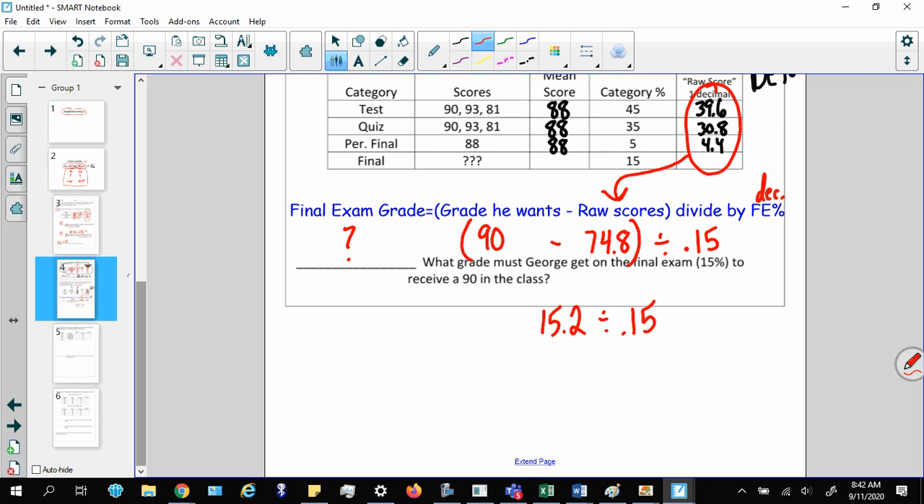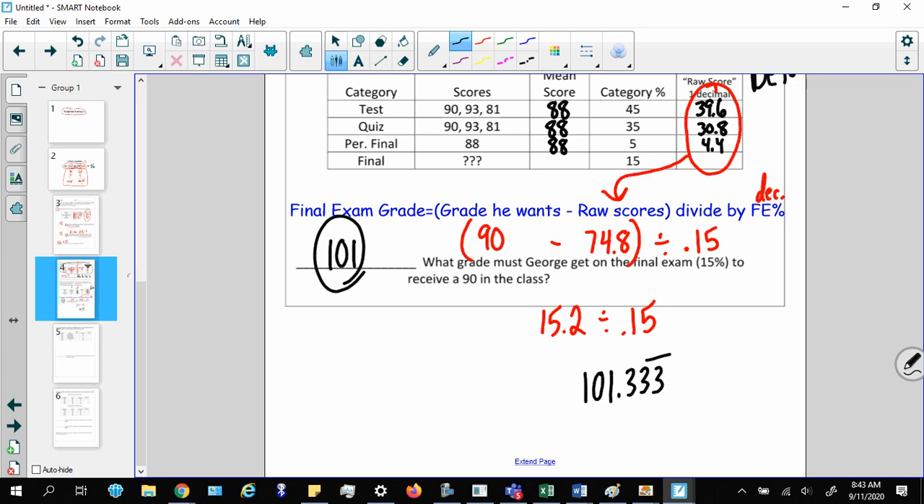Divide that by 0.15, and the answer is 101.333 repeating, so it rounds to 101. So in order for George's grade to mathematically calculate to a 90, he has to make a 101 on a final exam, which is made out of 100 points. So 101 would be impossible.